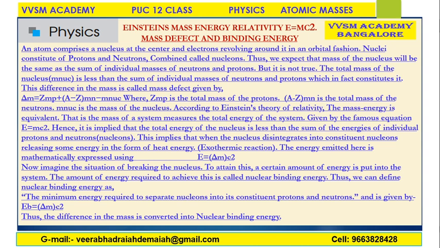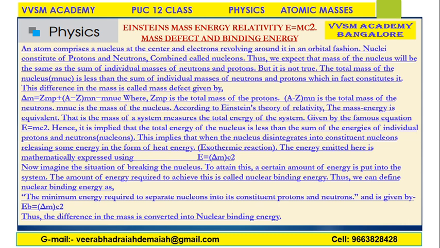E is equal to mc squared, where E is the energy, which is equivalent to the mass, m is the mass, and c is the speed of light. c squared is the important thing. It is implied that the total energy of the nucleus is less than the sum of the energies of the individual protons and neutrons, which are together called nucleons.